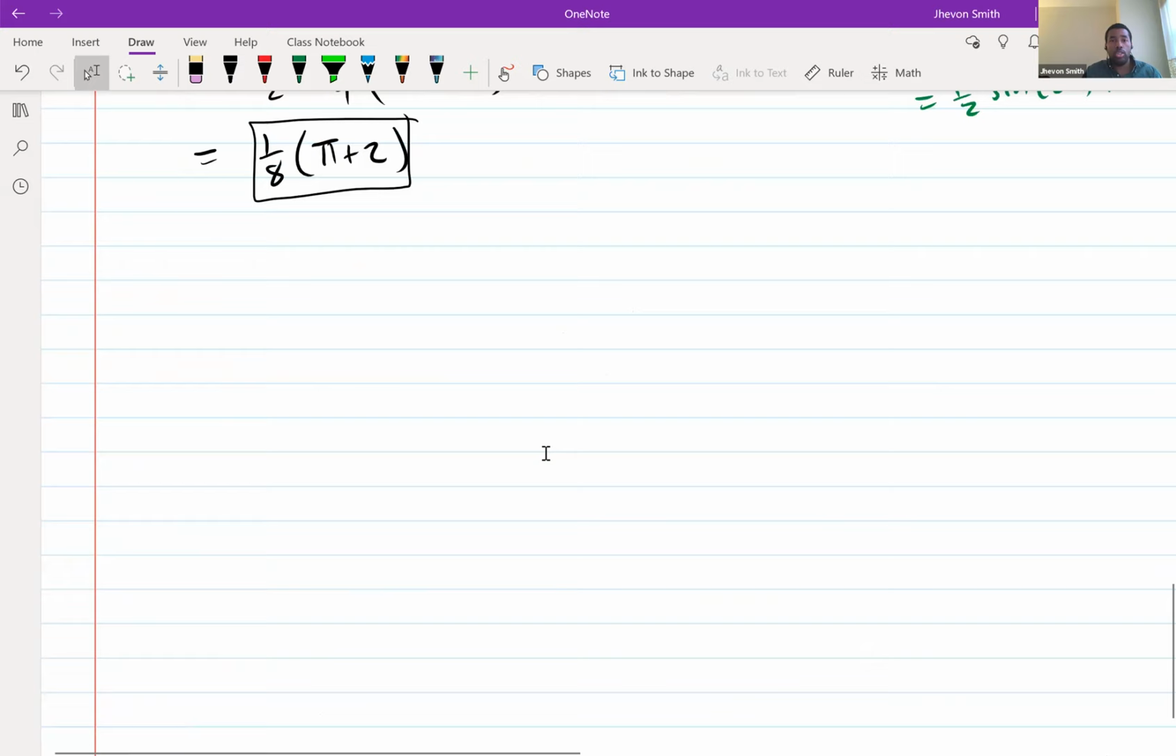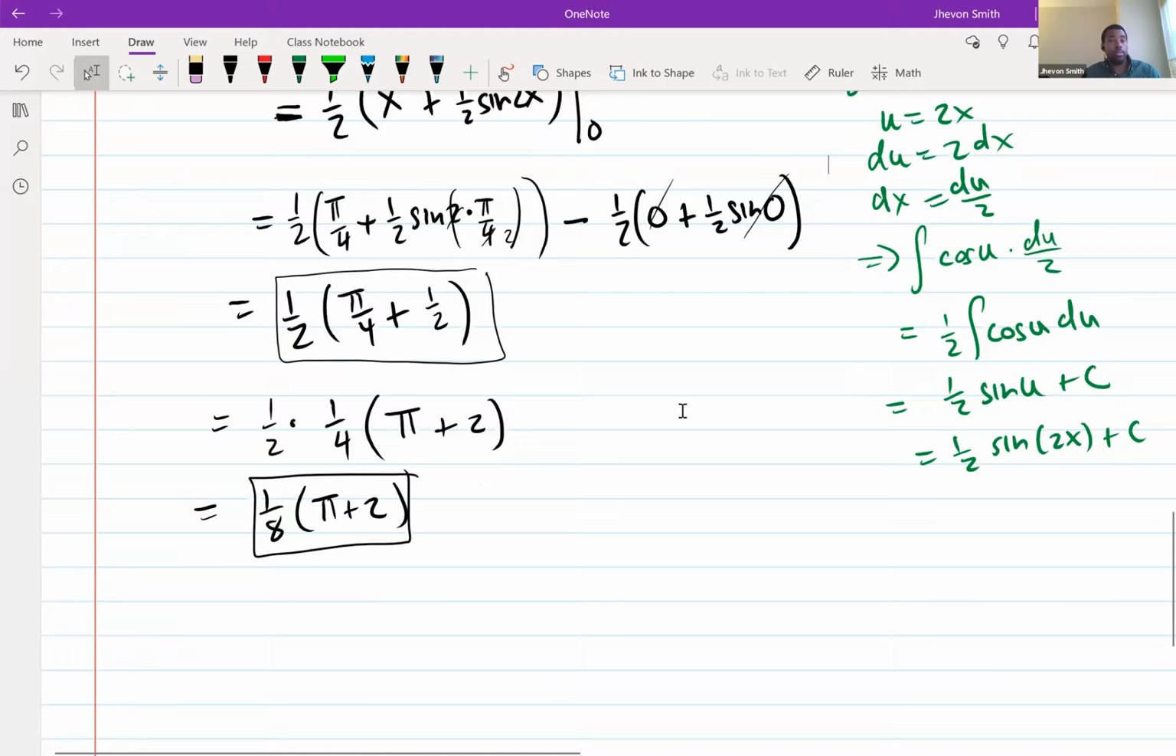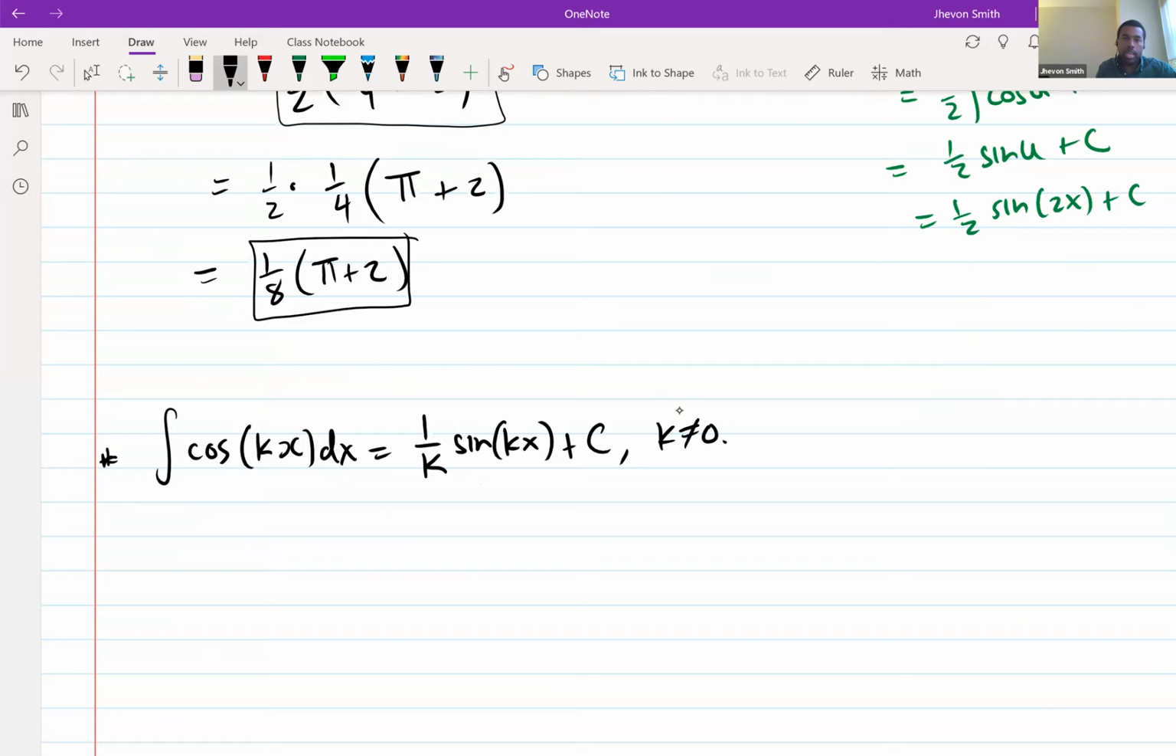That being said, I do want to bring your attention to the fact that when your substitution is just a constant times x, you end up dividing by that constant. So you can think of these as some general rules here. If you wanted to integrate, say, cosine of a constant times x, it is always going to end up being 1 over the constant times sine of the constant times x. Of course, assuming that constant is not 0, but you get the idea. Because you do a substitution, u equals kx, your du would be k dx, so therefore your dx would be 1 over k du. You'll get a cosine of u, which integrates to sine. Similarly, the integral of sine of kx is going to be minus 1 over k cosine of kx.